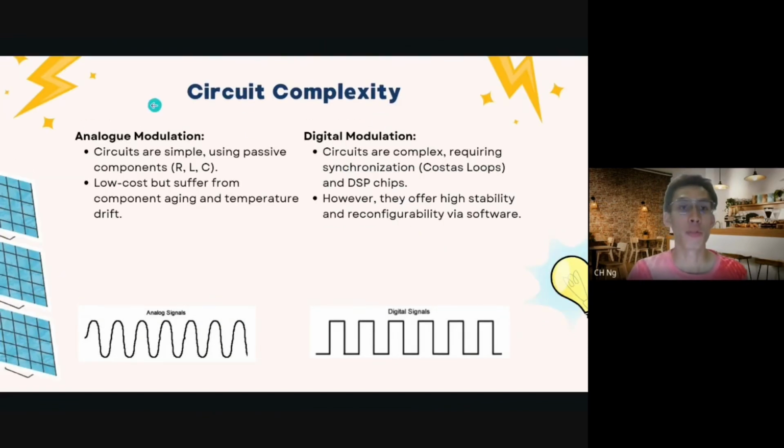Circuit complexity. For analog modulation, circuits are simple, using passive components R, L, and C. It is low cost, but it will suffer from aging and temperature drift. Digital modulation is complex and requires synchronization, but it offers high stability and reconfigurability via software.